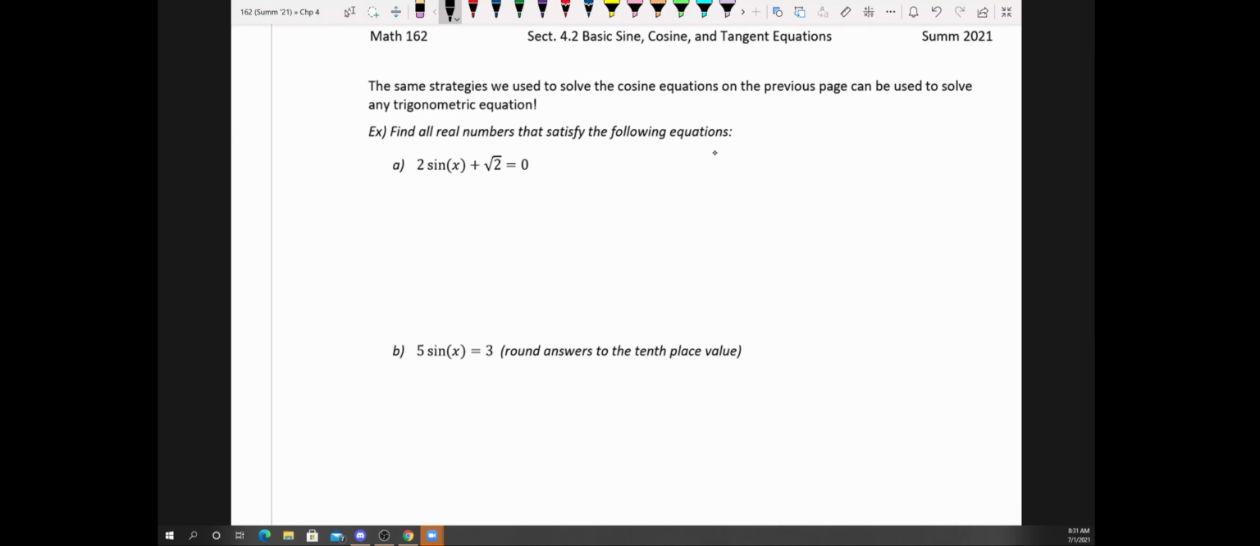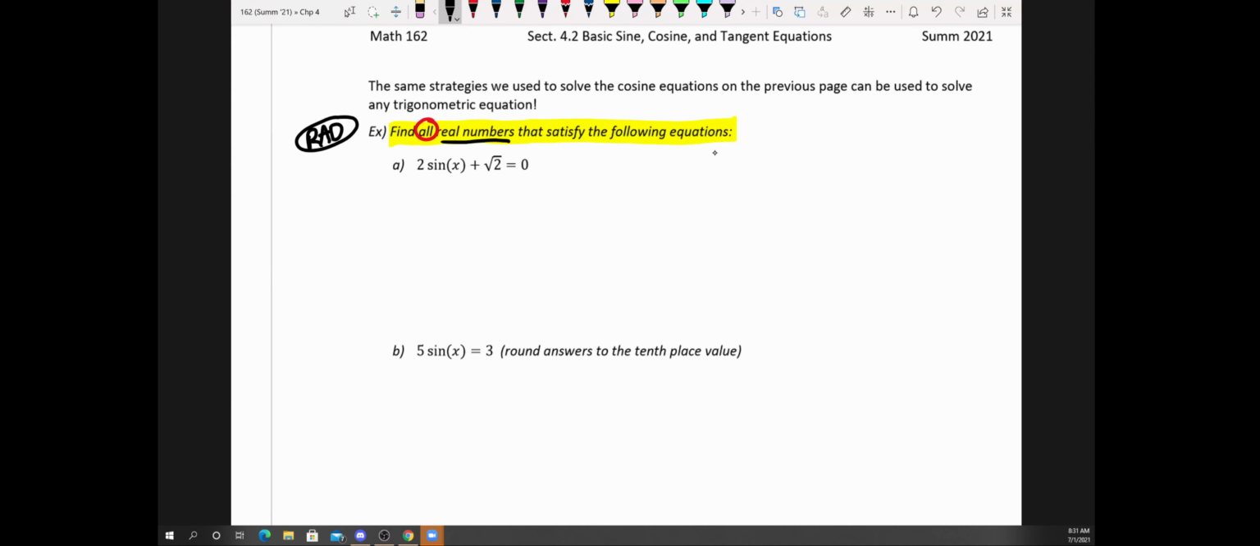Okay. So let's start with the pre-steps. We want to identify, are they looking for all solutions or specified? So they're looking for all solutions here. And then all real numbers means that we are in radians. Those are the two pre-steps before you start the problem. Okay, so now we can go into the central 3 steps.